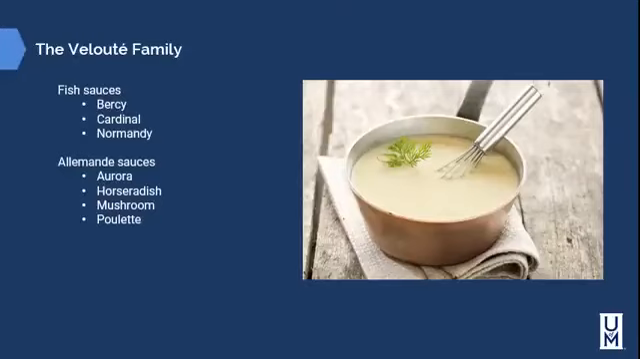Some of its derivations: sauce aurore, French word for sunrise, from adding tomato paste. Horseradish sauce adds dry mustard and freshly grated horseradish for a little kick. Mushroom sauce is sautéed sliced mushrooms and butter with white wine, finished with a little chopped parsley and chives. And sauce poulette, or poulet sauce, is sliced mushrooms and shallots in butter, then finished with a little lemon juice and chopped parsley.